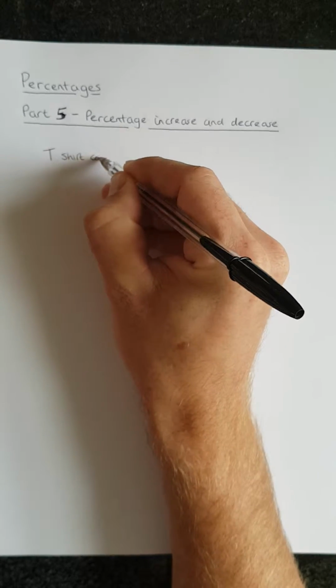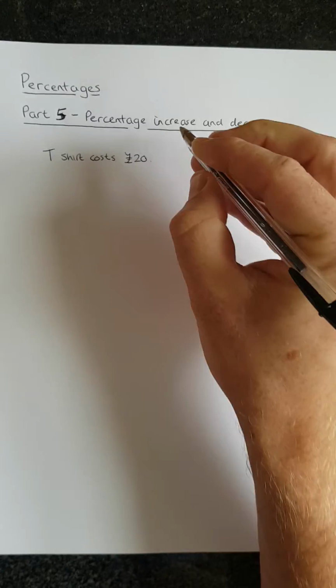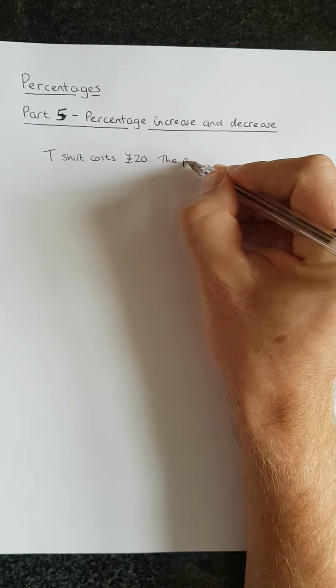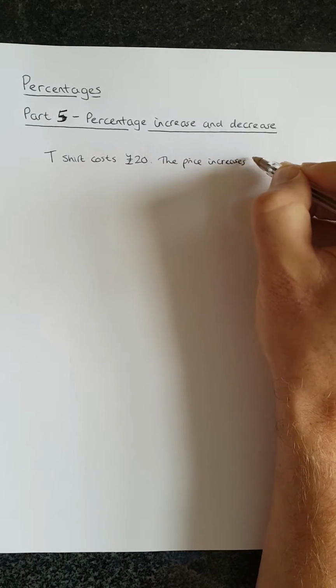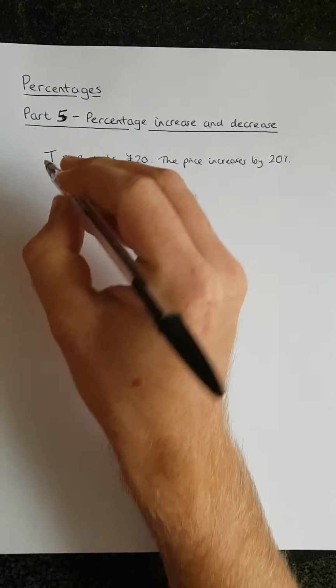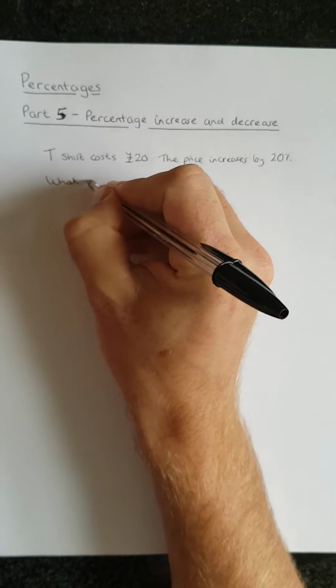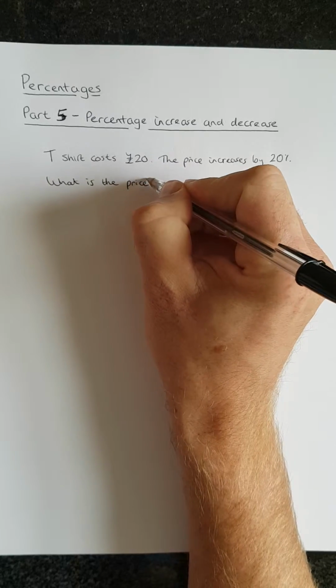A t-shirt costs £20. The price increases by 20%. What is the new price?